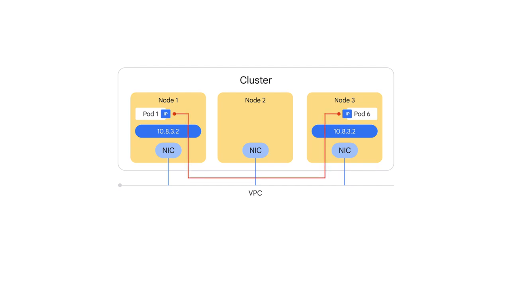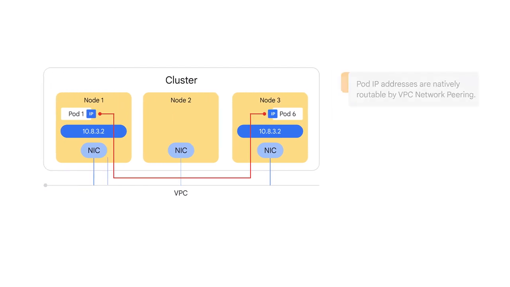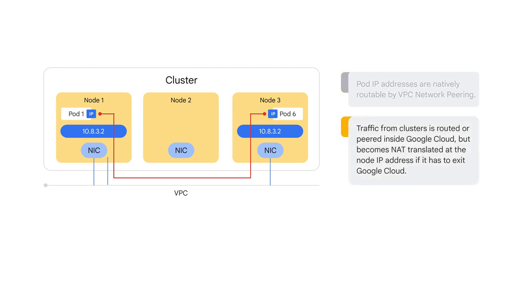Pods can directly connect to each other by using their native IP addresses. Pod IP addresses are natively routable within the cluster's VPC network and other VPC networks connected to it by VPC network peering. The traffic from clusters is routed or peered inside Google Cloud, but becomes NAT translated at the node IP address if it has to exit Google Cloud.